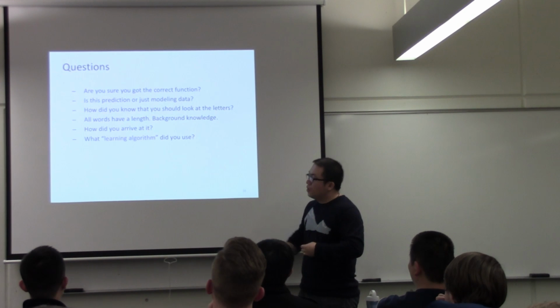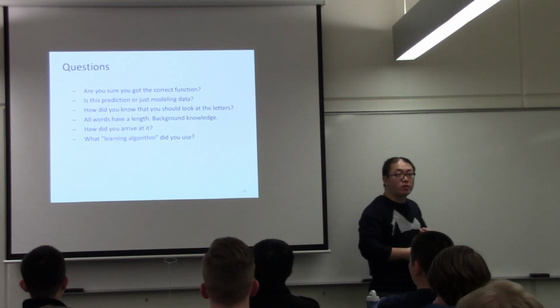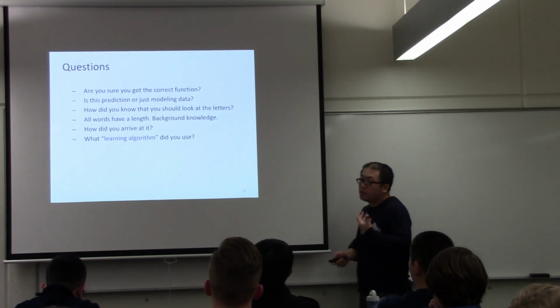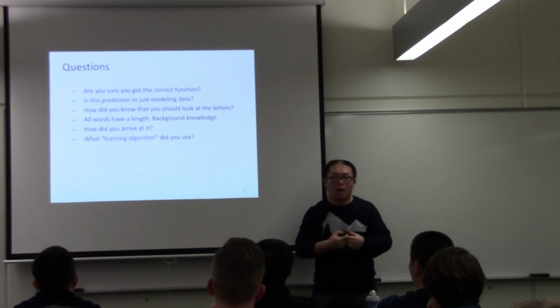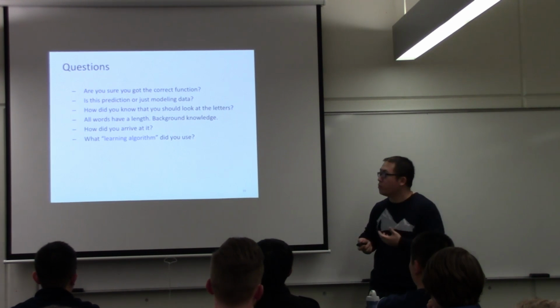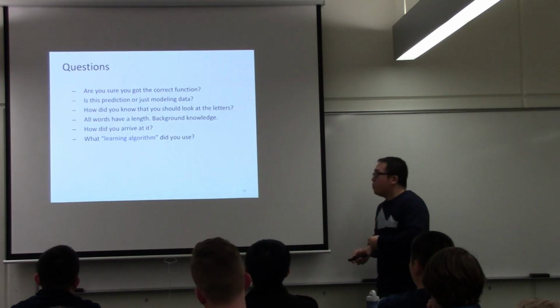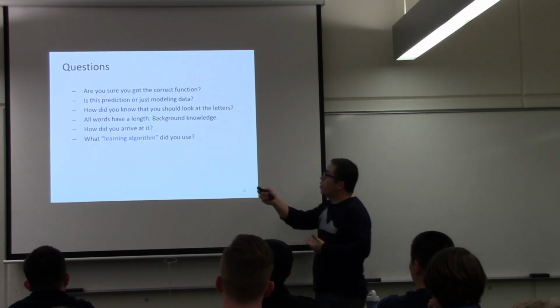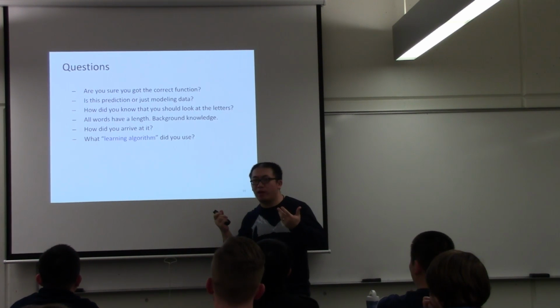And also, we chose the length of the word. That's our important feature to construct the function, right? But how do you know a word has a length? This may be a stupid question because all human beings know that a word has a length. But it at least means that you have some background knowledge or prior knowledge. That is, all words have some length, right?